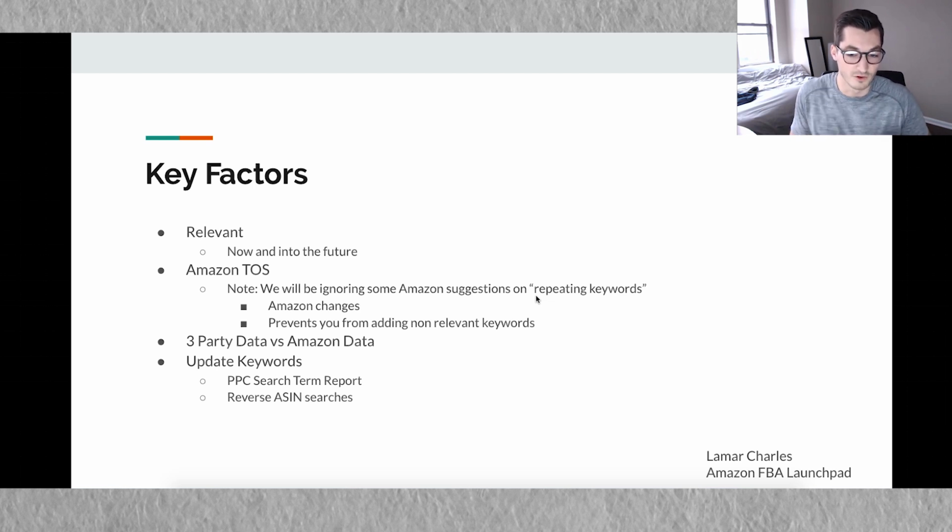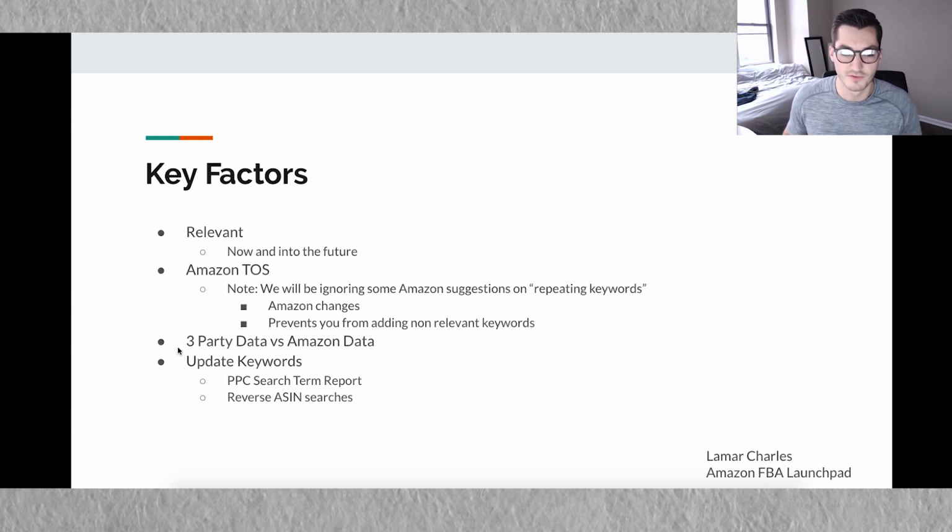The reason for that goes back to relevancy, and it prevents you from adding non-relevant keywords. The idea here is not to completely stuff our listing with a bunch of keywords. If the keyword is relevant, we want to add it. If it's not relevant, we don't want to add it. We don't want to confuse the algorithm, this automated machine learning algorithm. We want it to be easy for Amazon to understand exactly what our product is and serve it to the correct customers. All right, so now let's start talking about how we build this keyword bank.